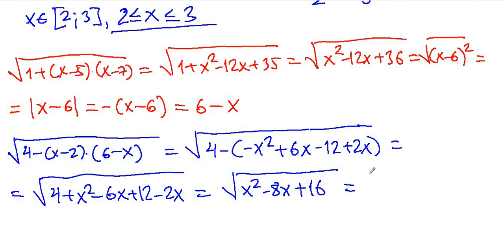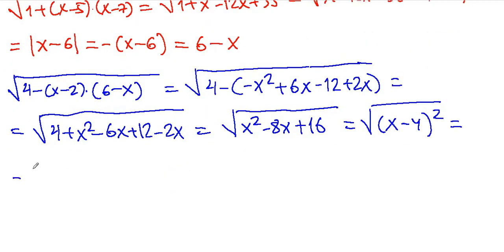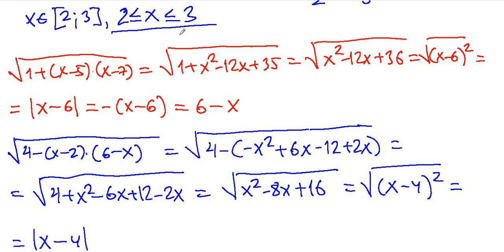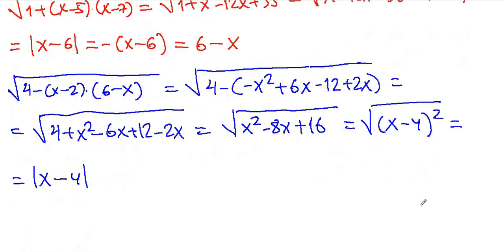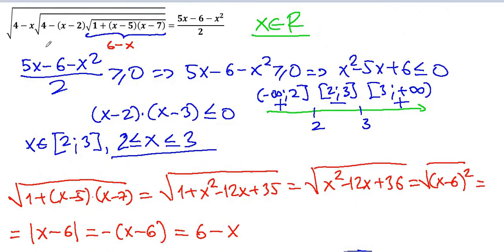And this one is also a perfect square, which gives us simply (x minus 4) to the power of 2. And as I did before, this one is equivalent to the absolute value of x minus 4. Now, again, we have to open this bracket using our domain. Let me choose here 2.5, and if we substitute, we see that we'll get negative numbers, so therefore I have to multiply by minus. Then I'll get here minus times (x minus 4), which gives us 4 minus x. And we see that this whole radical is 4 minus x.